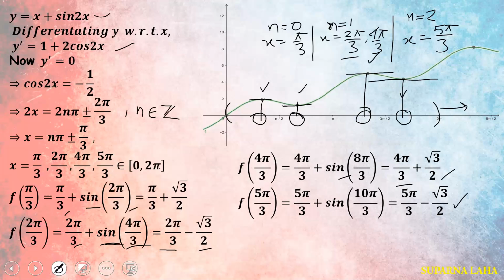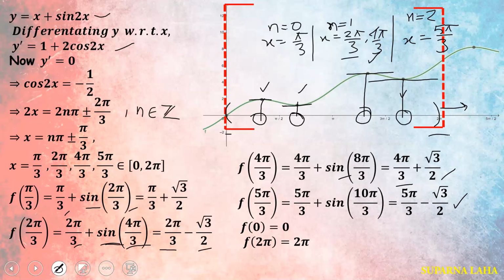Now if we consider the closed interval, what do you mean by closed interval? That means the first point and the last point, that is 0 and 2 pi, we will consider in this interval. And if it is an open interval, we will not consider 0 and 2 pi. But if it is a closed interval, we will consider 0 and 2 pi. So let's check the value of the function at 0 and 2 pi. For x equal to 0, the functional value is 0. And for x equal to 2 pi, the functional value is 2 pi.